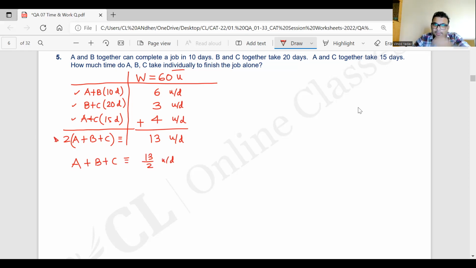Do not forget the 2. When you are adding everything, A, B, C all come twice. Okay friends. Or you can say 6.5 units per day in terms of decimal, that is fine.